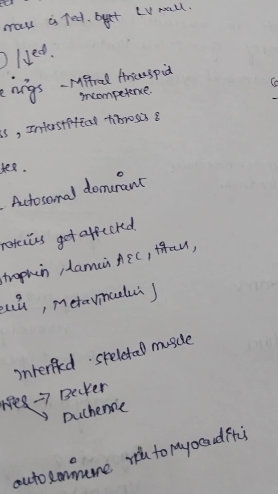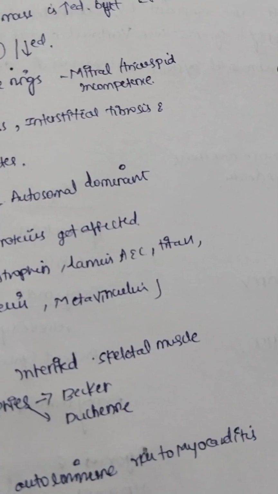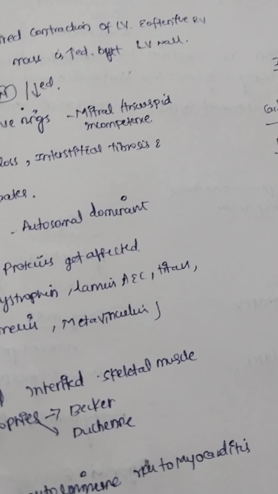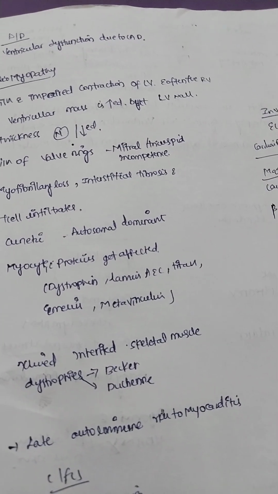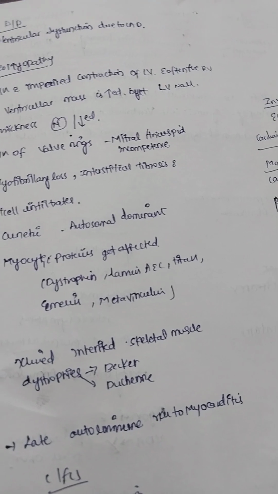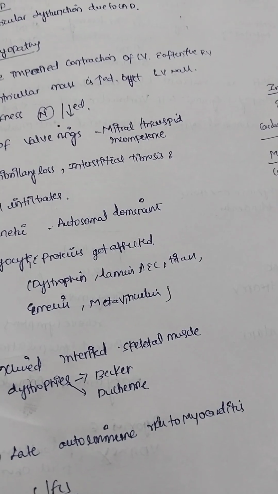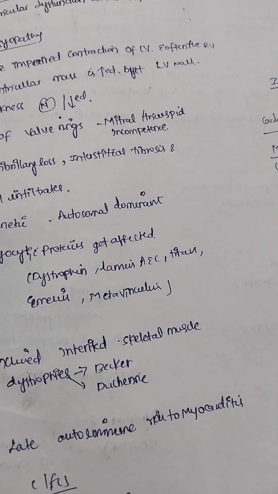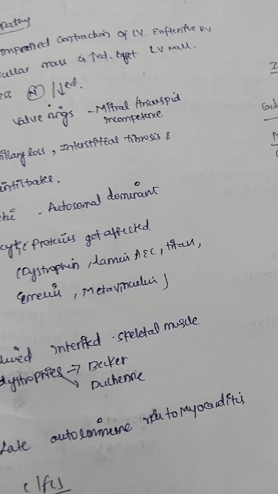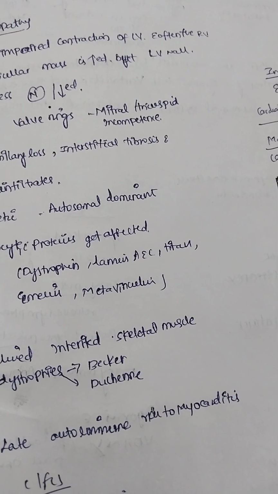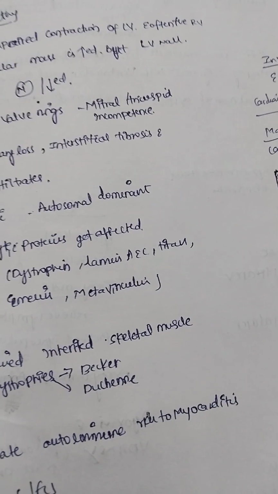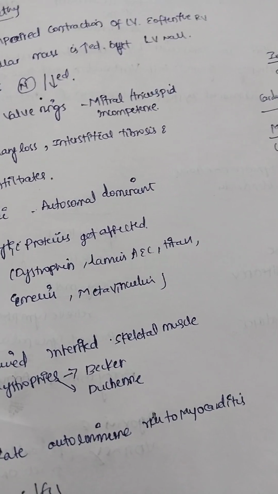So why is this occurring? Due to mutations in the genes, like we have beta myosin chain, and we have mutations to myosin C chain and troponin proteins. We have the actin myosin complex.